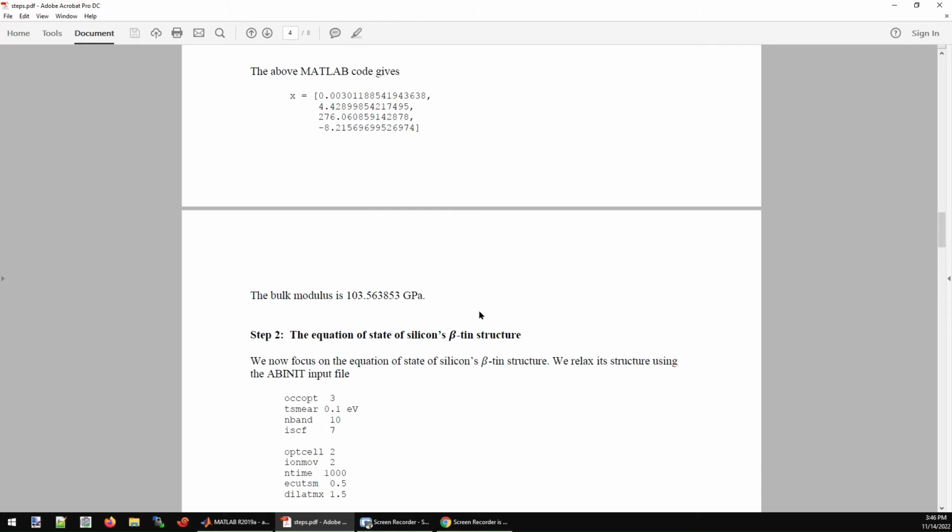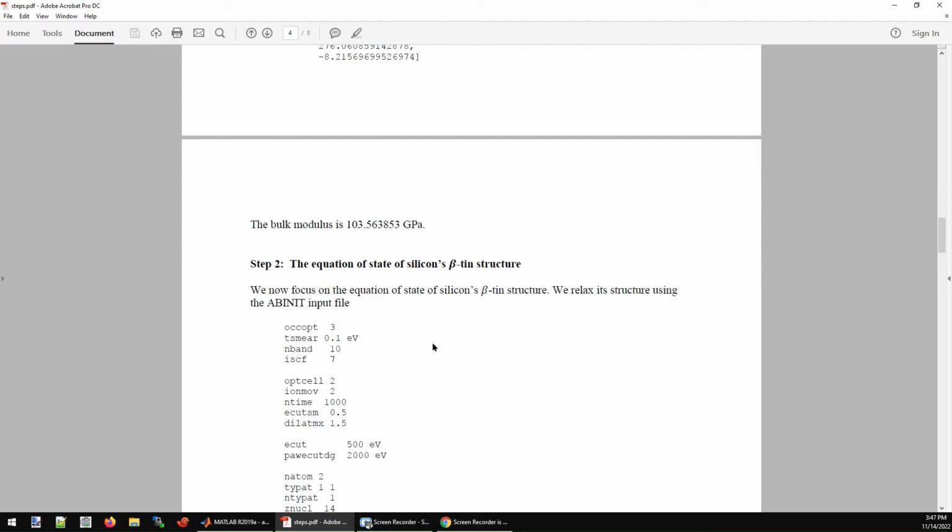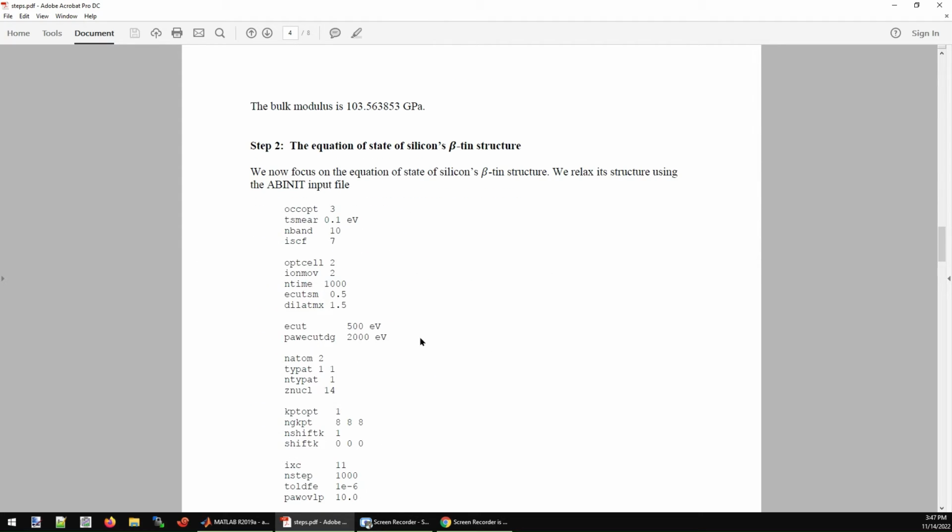If you want to double check that your calculation is correct, you can compare your calculation with the experimental values for the bulk modulus of silicon diamond structure. So in my calculation, I got 103 gigapascal.